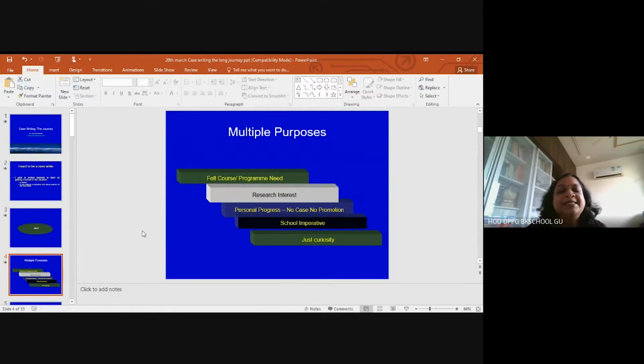The third is personal progress. Friends, there are many institutions where if there is no case, there is no promotion. So in those types of institutions, case writing becomes imperative. For example, in institutes like the Indian Institute of Management, case writing is a very important component for progress. So for personal progress also, people write a case.